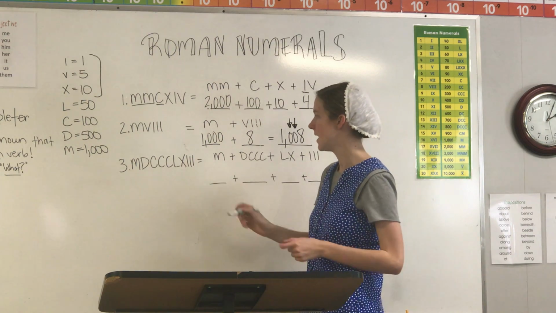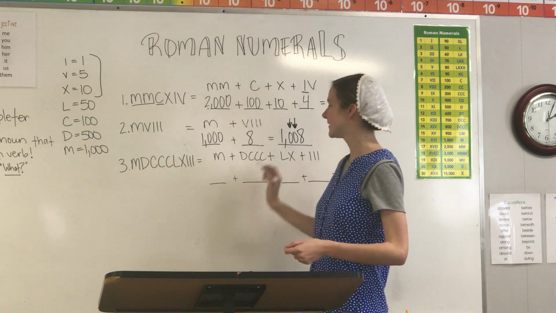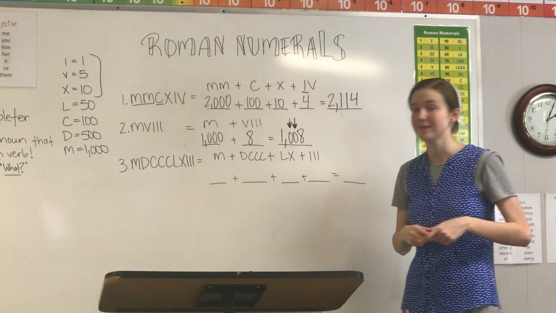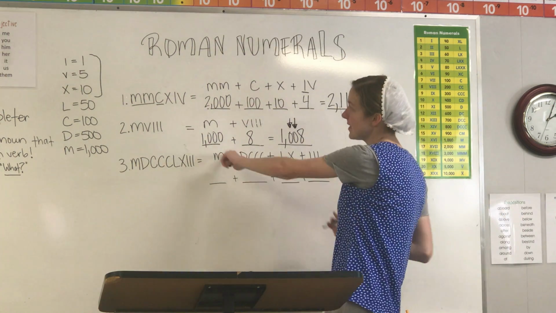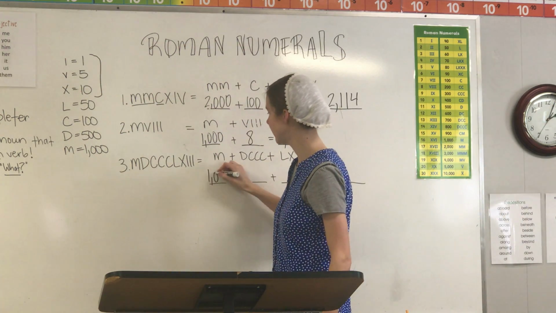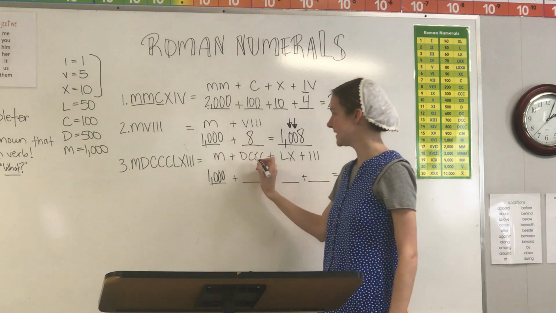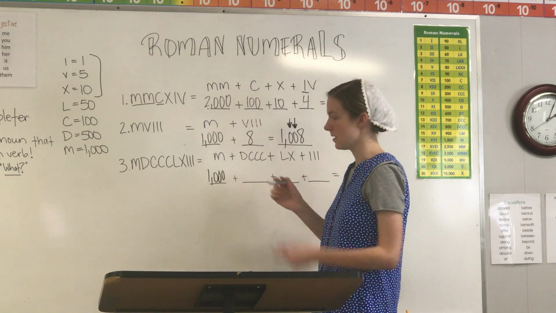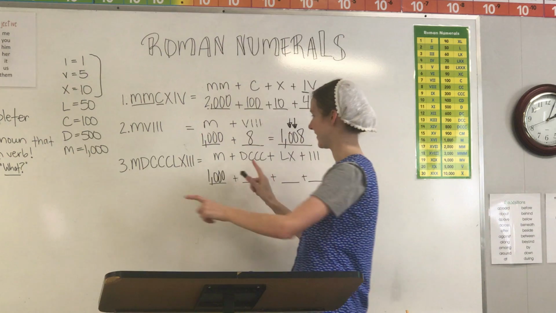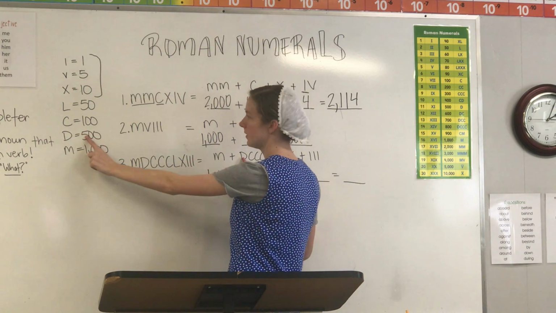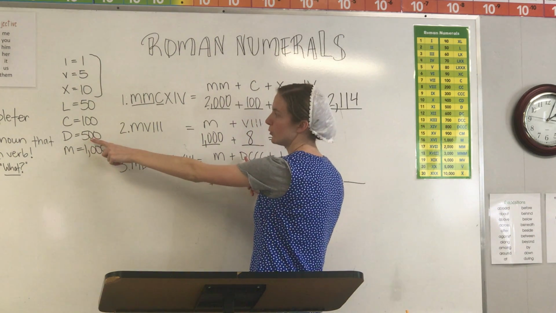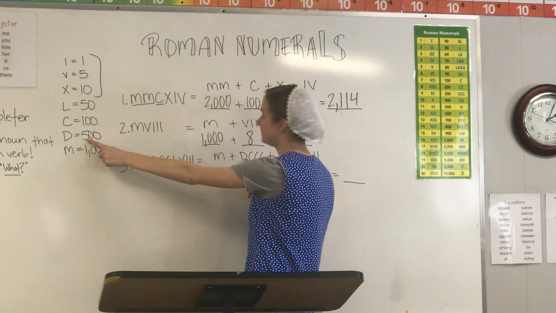All right, let's do this one. It's so huge, but isn't it so great that they break it up for you? It makes it so much easier. M equals what? What do you think? 1,000. D, C, C, C. Oh, it's like rhyming, okay? D equals 500. So the bigger Roman numeral comes first, so you know we add.